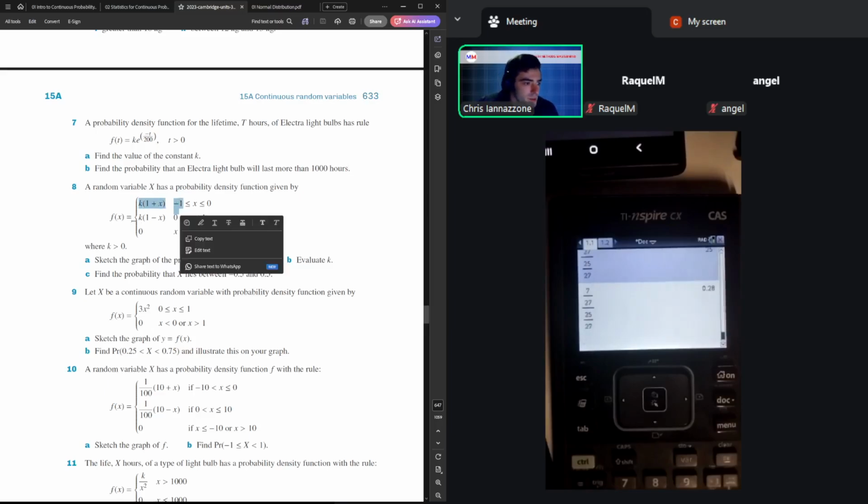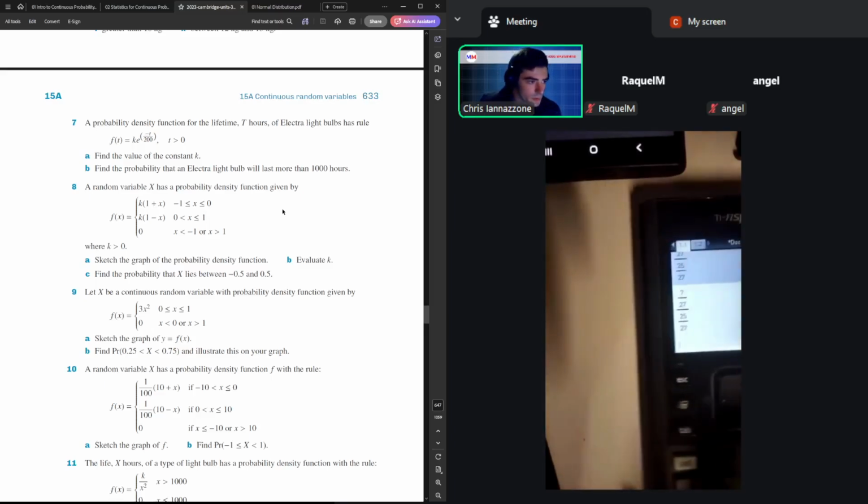These again have some k's in them. They have multiple k's in it though, which is interesting. So let's talk about this one because it's a piecewise function that's split across multiple domains. K is forced positive. First, sketch the graph of the probability density function. Yeah, why not?